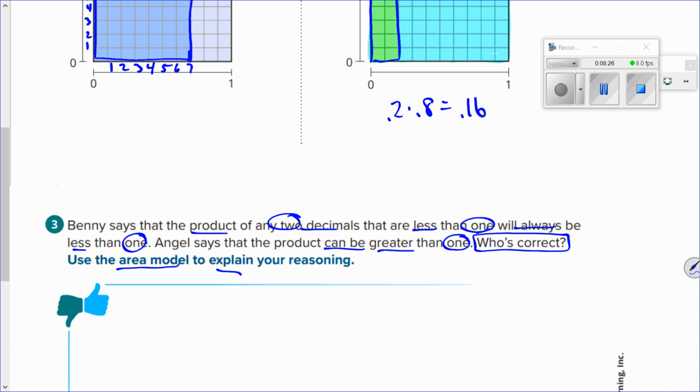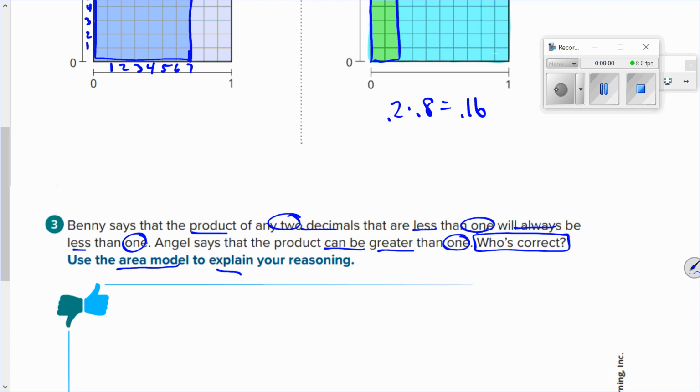Talk about it. Okay, guys, how many of you thought that Benny was right? Raise your hand. Okay. Quick test-taking strategy. Anytime you see a definitive, it says always, you've got to be really confident to choose that. How many of you think that Angel was right? Only 4 of you? 3? 4? 5? Now we're up to 5.